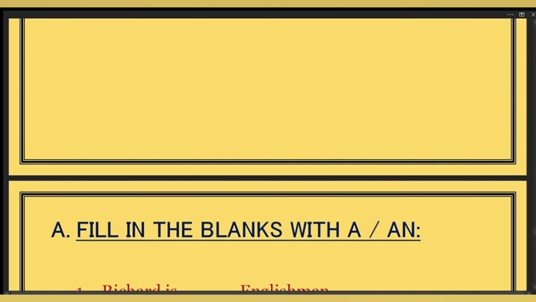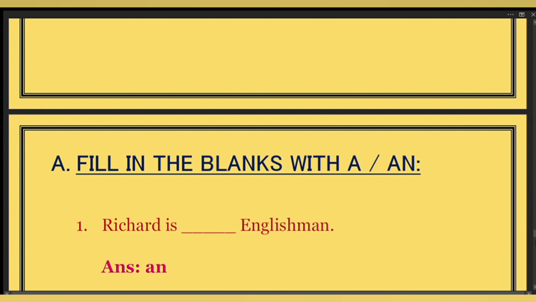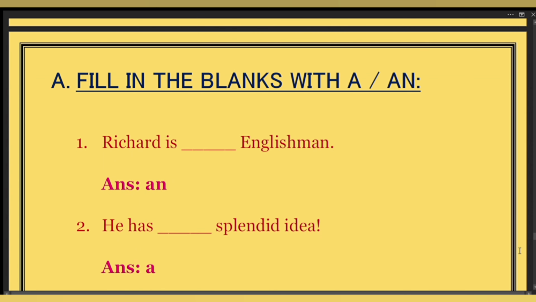So the important uses of the are before a noun that refers to something specific or a noun that has already been mentioned. Now let's do some exercises dealing with a or an. Now fill in the blanks with a or an. Number 1. Richard is dash Englishman. An is the answer here. Then number 2. He has dash splendid idea. Here the answer is a.